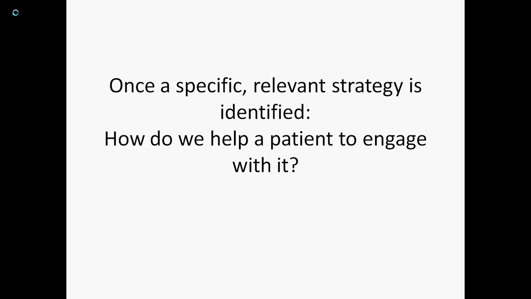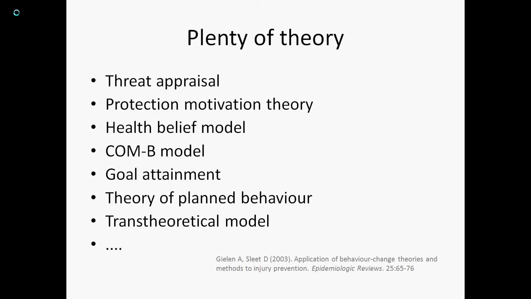Now, once a specific, relevant strategy has been identified, how do we help a patient to engage with it? Well, to do this, we need to understand why they might not want to engage with it. There's many theories available to help explain why people engage in certain health behaviours. There's a very nice review paper by Gillen, published in 2003, to explain how some of these behaviour change theories might be applied to injury prevention. Another model worthy of mentioning is the COM-B model, very simple model, that's been developed and come to the fore since this review paper was published. So I'll have references to that particular model in a later video.